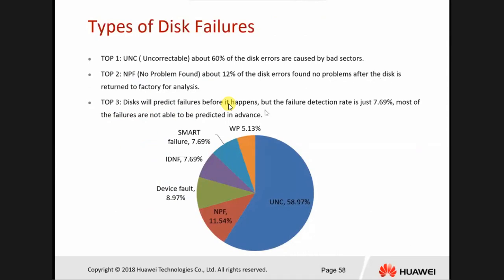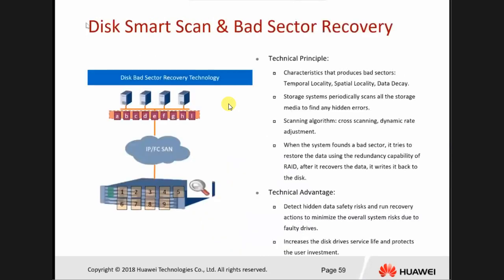Okay, so how do we increase the reliability, or improve your disk itself, to know when it is going to fail? There are a lot of ways to do that. One way is what we call disk smart scan and bad sector recovery. Huawei systems come with a disk smart scan by default. You put your hard disk into the storage system, then they will do background scanning for you, this smart scan. And if they detect any of your disks with a bad sector, it will try to perform the recovery for you.